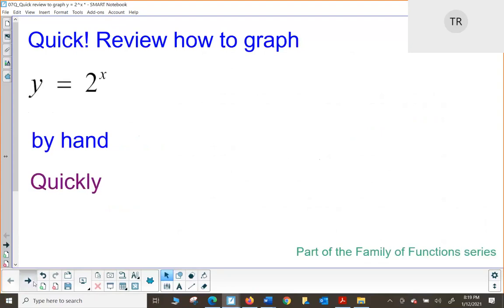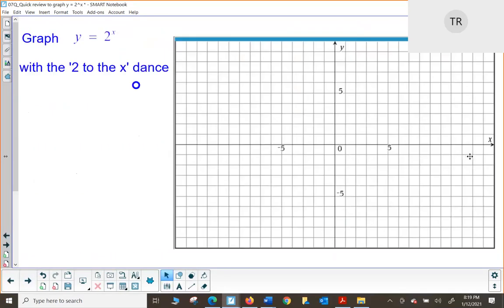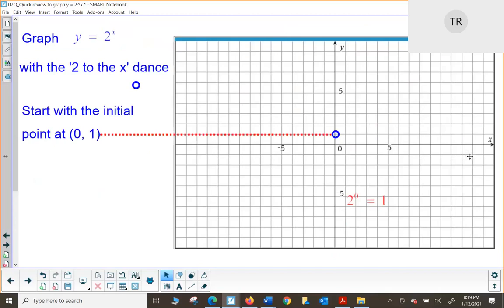So here, again, we'll remind them about that. We're going to use the 2 to the x dance, which would be talked about in the parent function. So we start with the point at 0, 1. I like that to be the initial point because 2 to the 0 power is 1. 2 to the x, 0 is x, y is 1, so 0, 1. And then we'll plot everything reference to the origin, as we normally would.